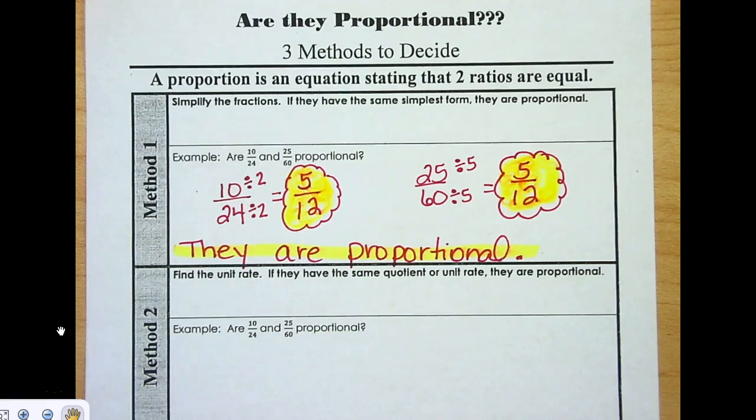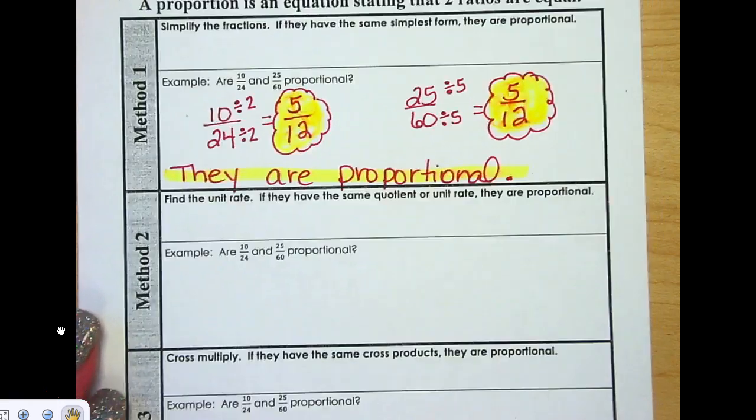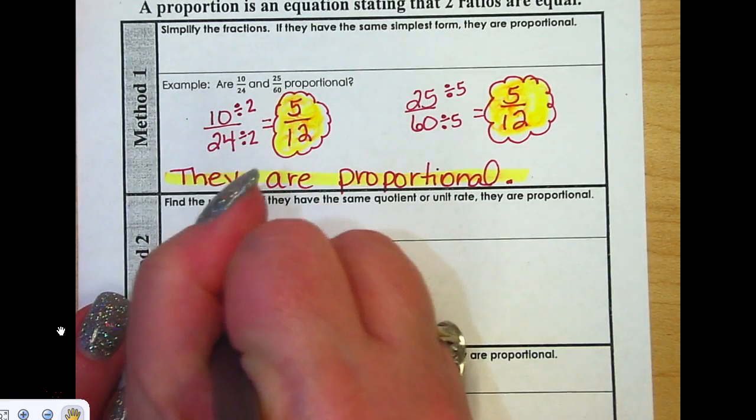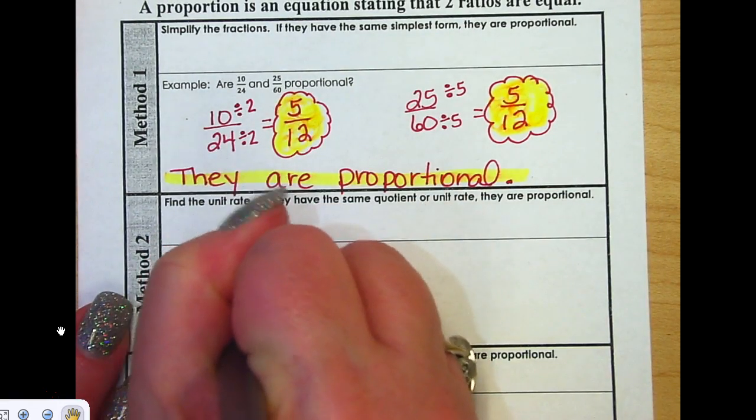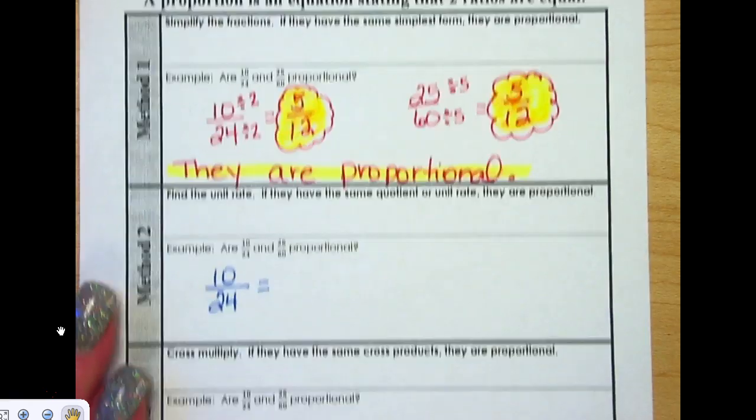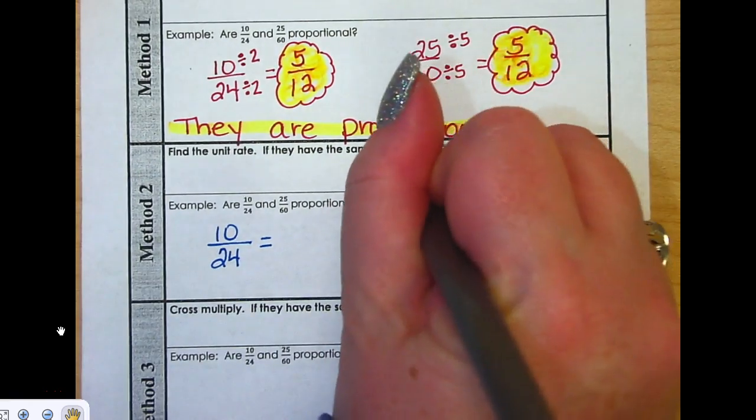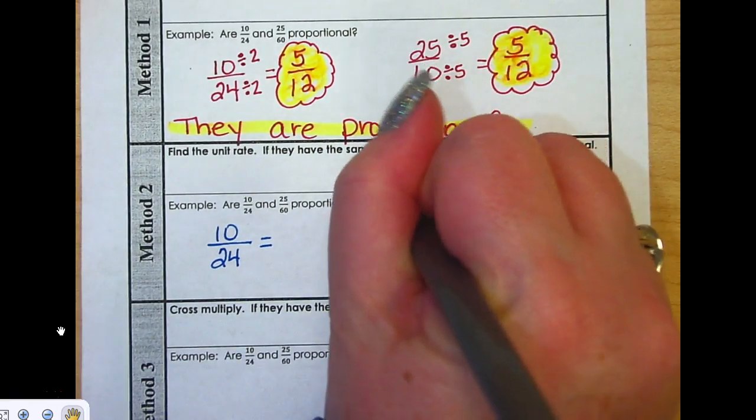Ready for method 2? Method 2 says to find the unit rate. If they have the same quotient or unit rate, they are proportional. So these are not very nice and neat for the unit rate, but let's find it. 10 divided by 24. So to find the unit rate, we divide, right? Quotient right here means to divide.